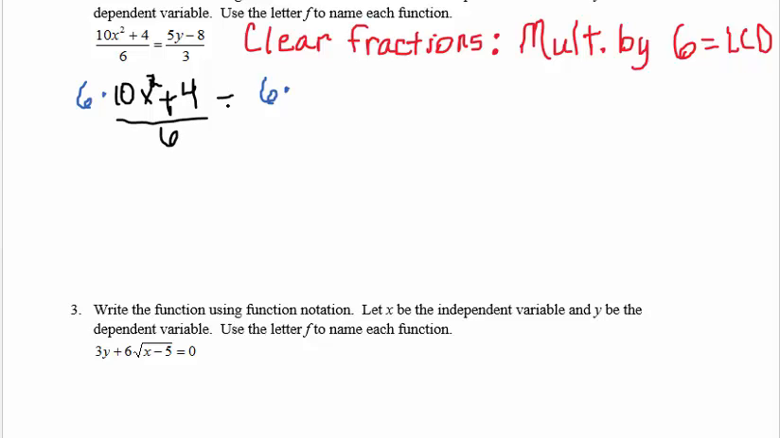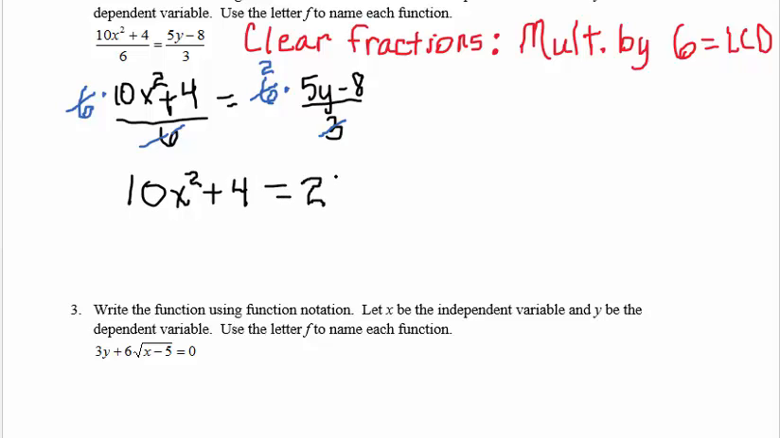So 6 gets multiplied by 10x squared plus 4 over 6, and it also gets multiplied by 5y minus 8 over 3. And the whole point is that each denominator is going to divide evenly into that LCD I multiply by. So 6 in the denominator divides into 6 that I'm multiplying by one time. So when the division gives 1, I leave it unwritten, and I'm left with 10x squared plus 4.